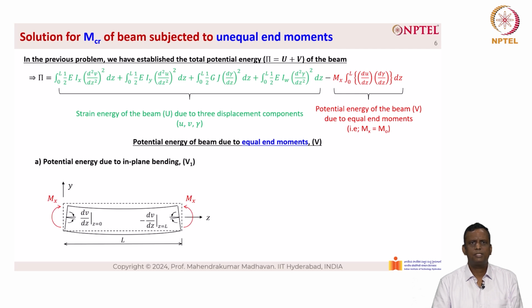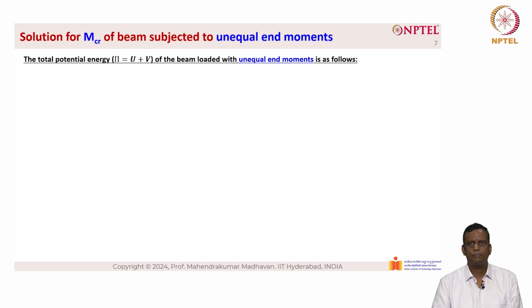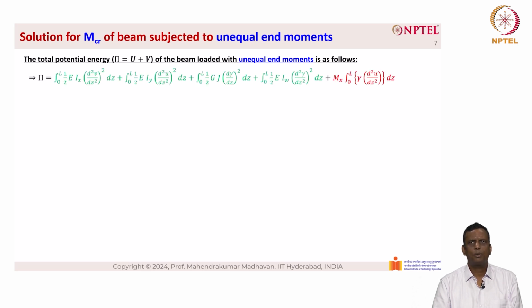So the potential energy due to in-plane bending is given as V1, and the potential energy due to lateral bending and twisting is given as V2. Now let us look at the total potential energy of the loaded beam with unequal end moments. So we have this equation here. The only change here is in the potential energy of the beam, which is given as V equal to integral 0 to L Mx gamma into d square u by dz square into dz.